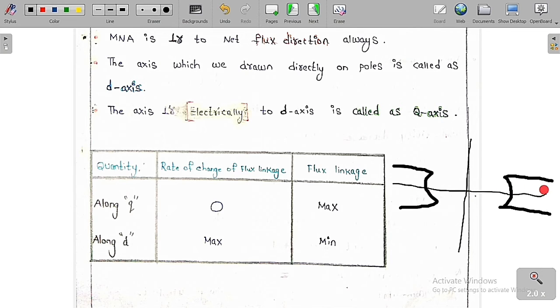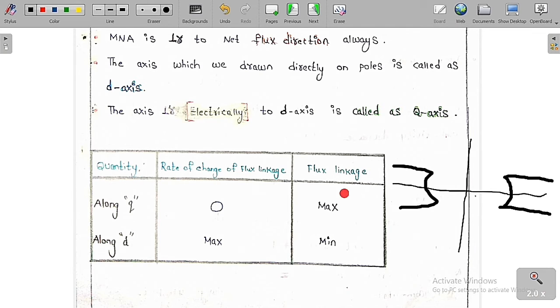As we can see here, there are two poles, so electrical angle is equal to mechanical angle if there are two poles. But the general equation is electrical angle is equal to mechanical angle into P by 2. So any axis which is electrically perpendicular to the d-axis is called the q-axis. In this case, this is the q-axis and this is the d-axis. The axis drawn directly on the poles is the d-axis, and the axis electrically perpendicular to it is the q-axis.